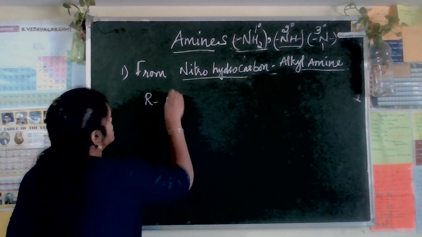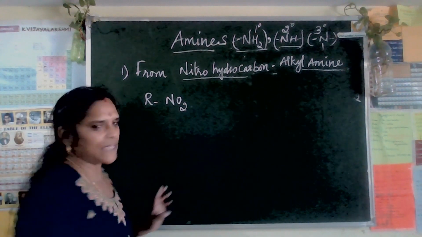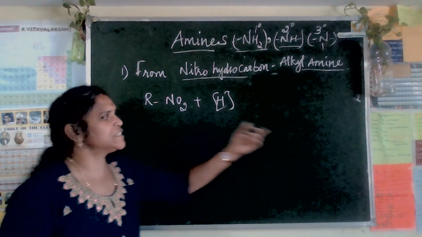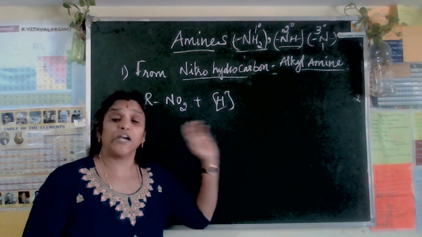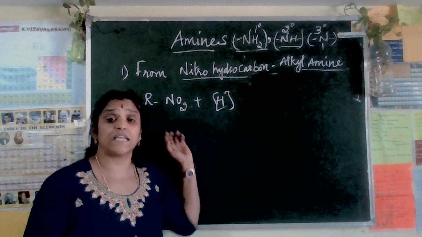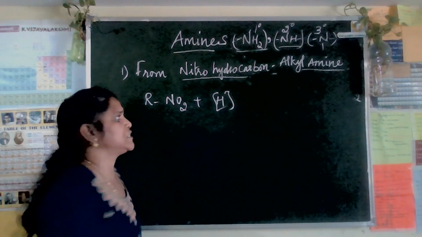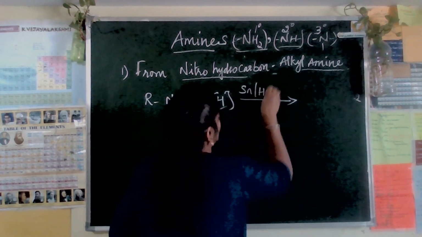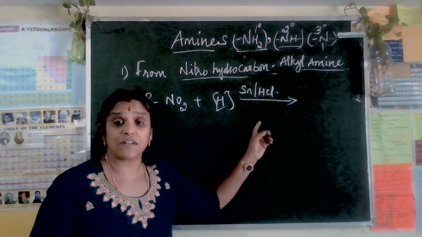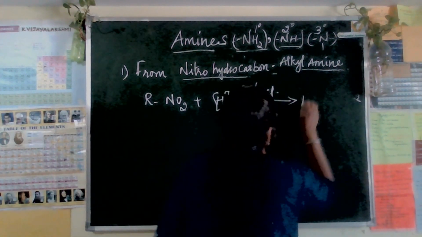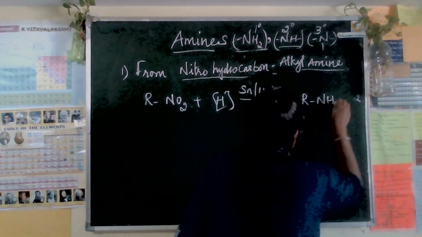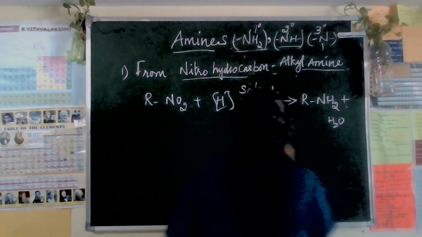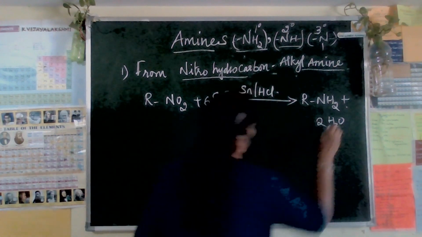Nitrohydrocarbon is generally a nitroalkane, combined with hydrogen. How do we get this primary amine? From reducing agents. That means the reaction undergoes a reduction process, in the presence of Sn bar HCl, that is, with concentrated hydrochloric acid. You are getting alkyl amine, R-NH2, plus H2O. So this is a reduction process.